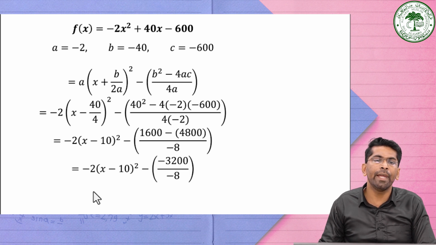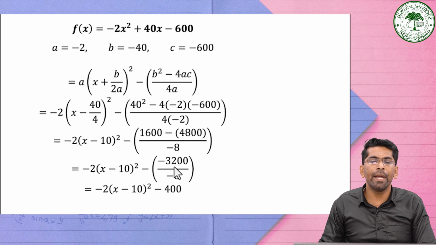If you simplify it again, it will become minus 2 into x minus 10 whole square, which is equal to 1600 minus 4800, which is minus 3200. Then what is the denominator? It is minus 8. So again we simplify: minus 2 into x minus 10 whole square. Then if you divide minus 3200 by minus 8, you will get 400. But the minus sign is here, so we put a minus sign here also. So we have the final result, that is minus 2 into x minus 10 whole square minus 400.